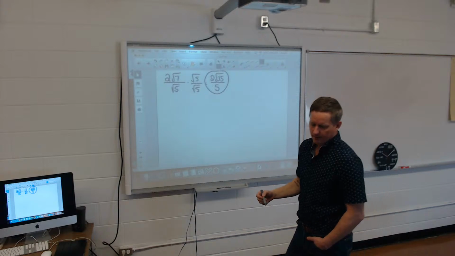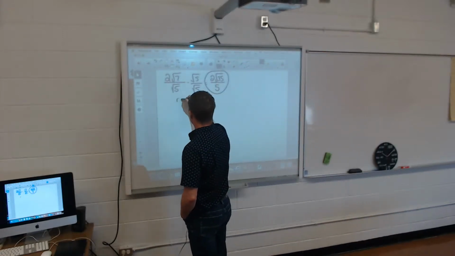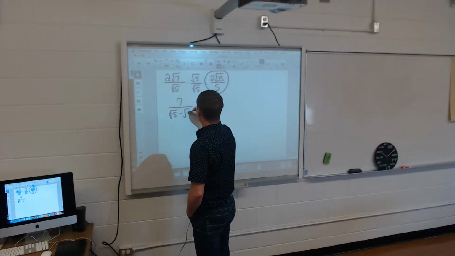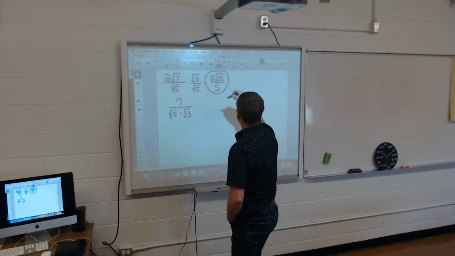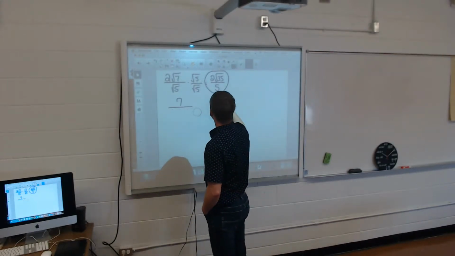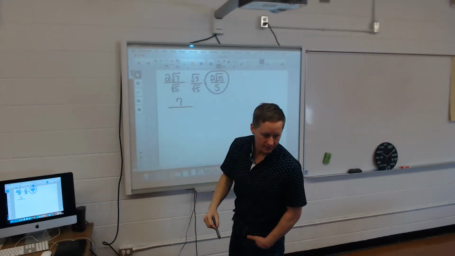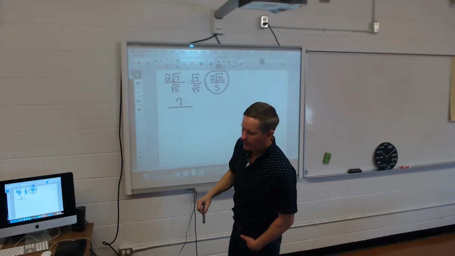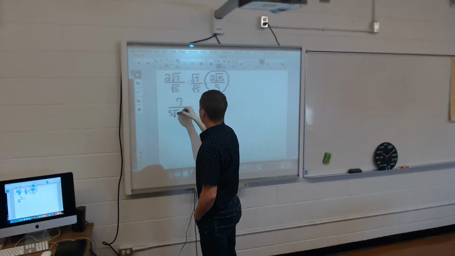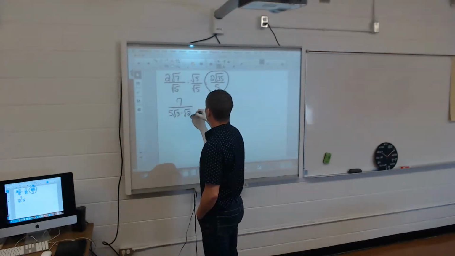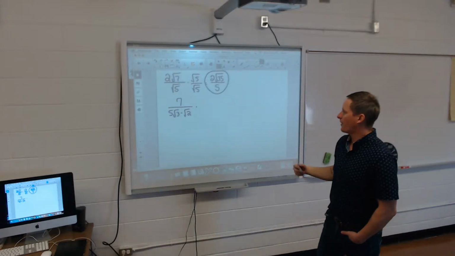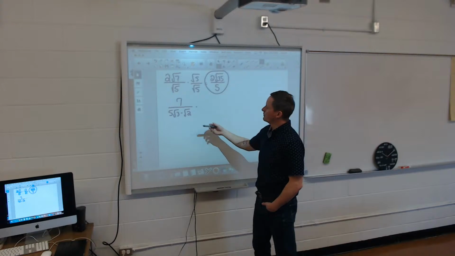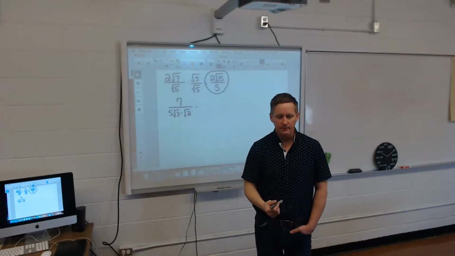The next part is what happens when I have 2 terms on the bottom. So 7 over 5 root 3 minus root 2. Okay, so I need to simplify this fraction and get rid of my rooted values on the bottom.